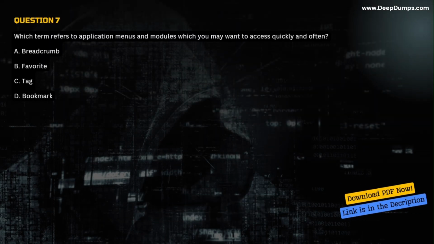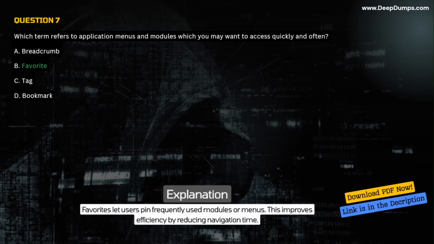Question 7. Which term refers to application menus and modules which you may want to access quickly and often? A. Breadcrumb. B. Favorite. C. Tag. D. Bookmark. Correct answer B. Favorite. Explanation. Favorites let users pin frequently used modules or menus. This improves efficiency by reducing navigation time.